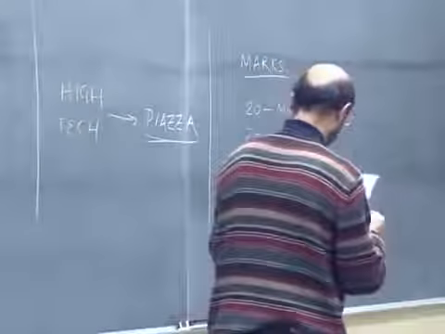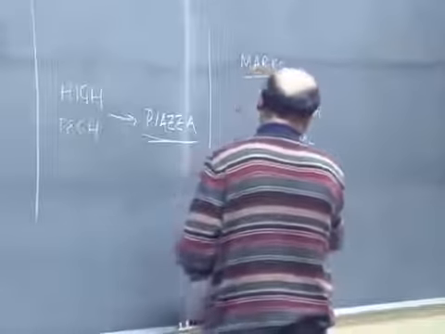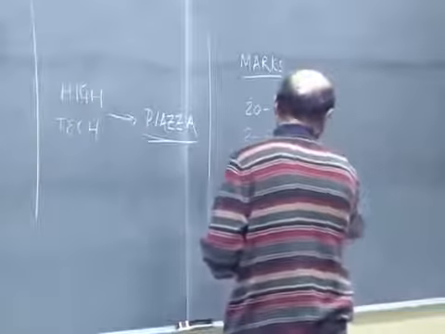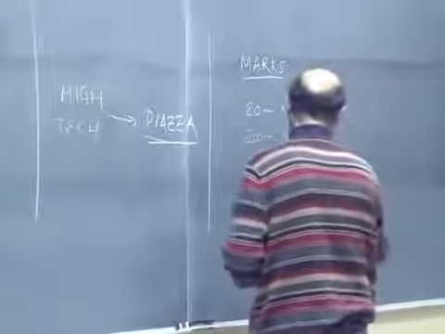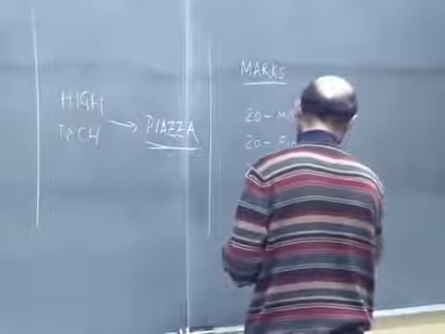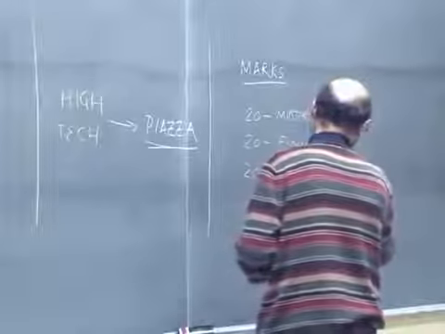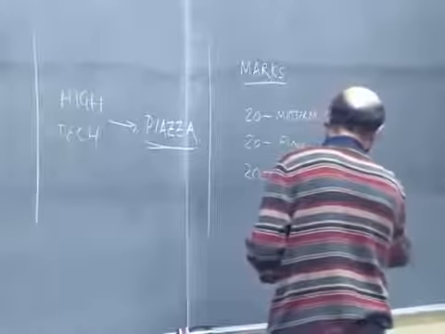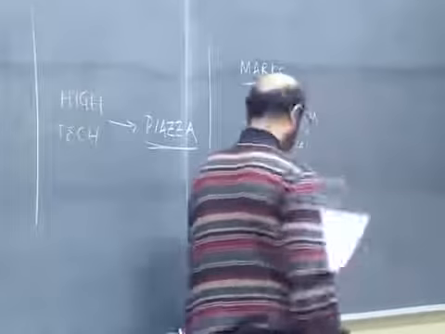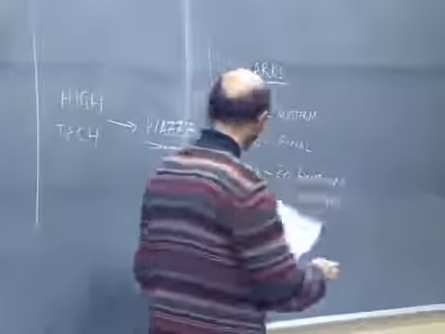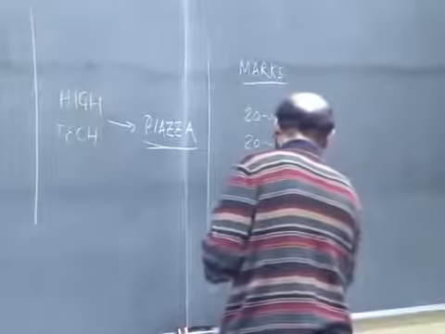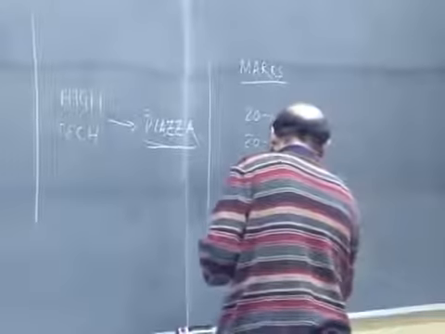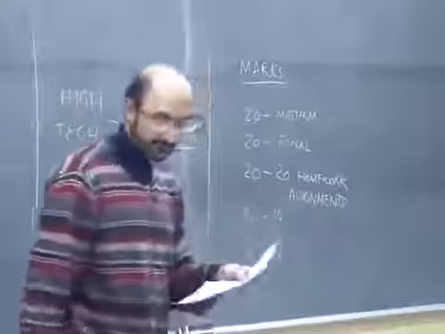And then there's going to be 20 for 20 homework assignments. There'll actually be more than 20 homework assignments. We'll take the best 20. I'll explain what that is in just a minute. And then there's going to be 3 projects. Project 1 is 10, project 2 is 15, and project 3 is 15. Okay, so let me explain what the homework assignments are.